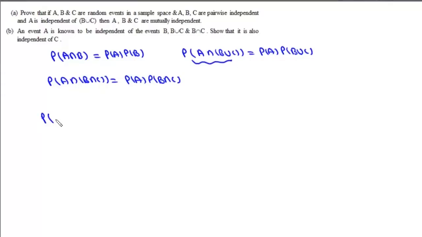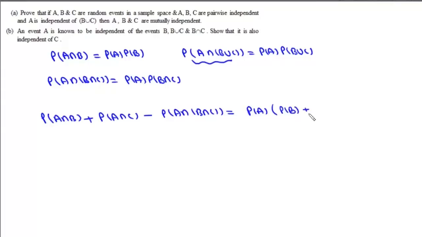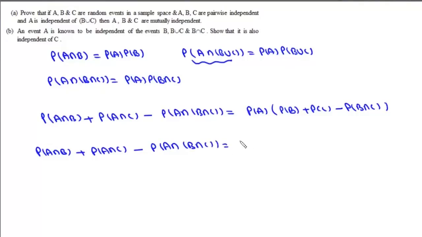Now this is probability of A ∩ B plus probability of A ∩ C minus probability of A ∩ B ∩ C, and it is equal to P(A) into P(B ∪ C), and we can write B ∪ C as probability of B plus probability of C minus probability of B ∩ C. So this is probability of A ∩ B plus probability of A ∩ C minus probability of A ∩ B ∩ C, and it is equal to P(A)P(B) plus probability of A into probability of C minus probability of A into probability of B ∩ C.